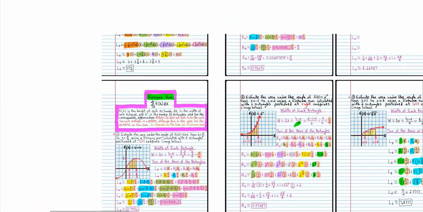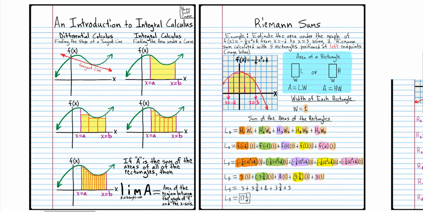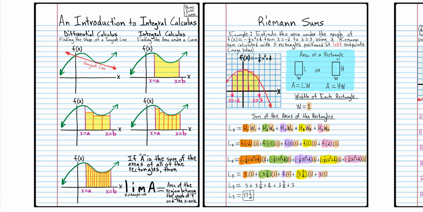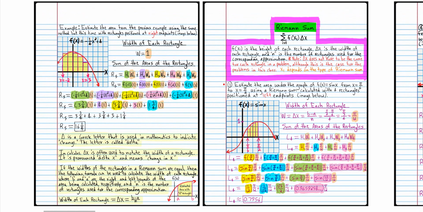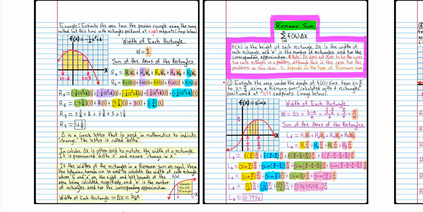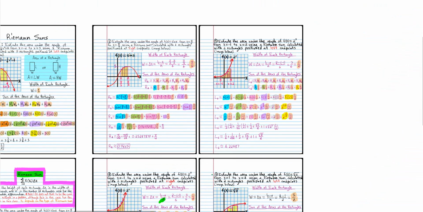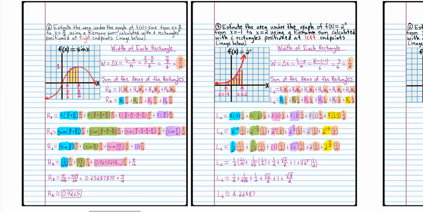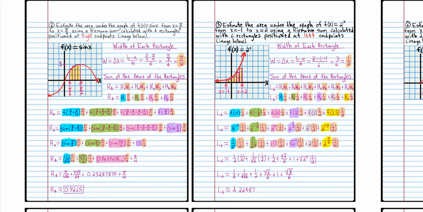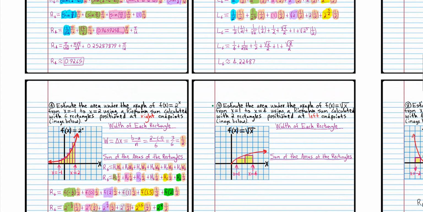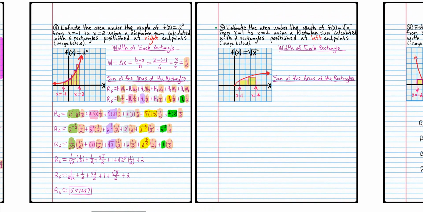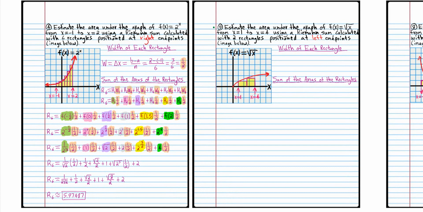So I want you to get a picture of this information here, and that'll help you. And get a picture of this information here, and these problems that we did. Okay, so I want you to try number 5. So you're going to start out by finding the width of each rectangle, and you can use this formula here.